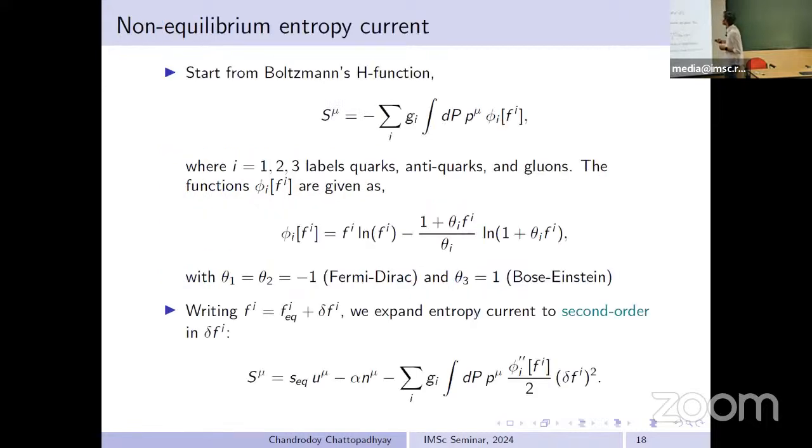We start from Boltzmann's H function. This is the non-equilibrium definition of the entropy. It reduces to the equilibrium definition when f becomes the equilibrium Fermi-Dirac or Bose-Einstein distribution.